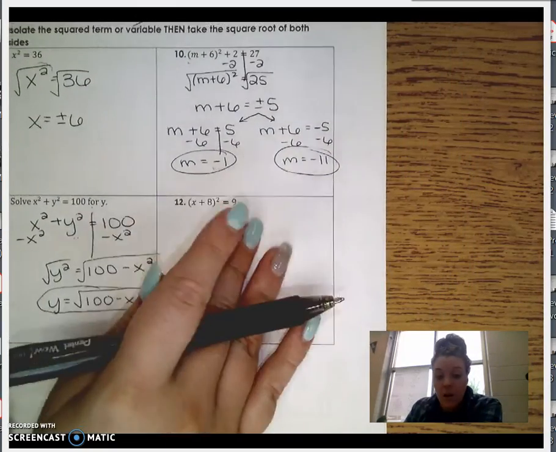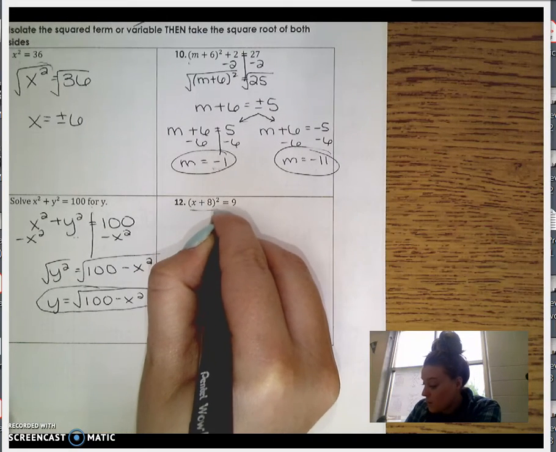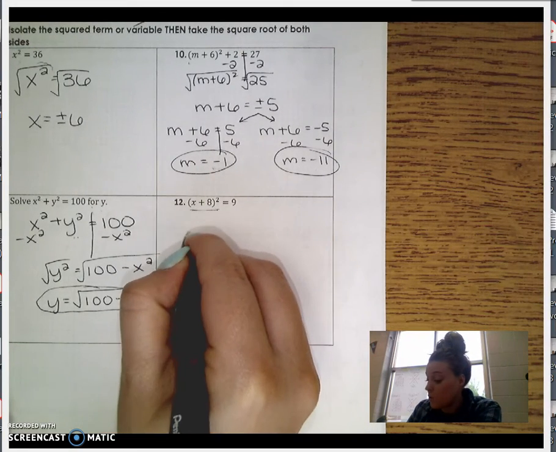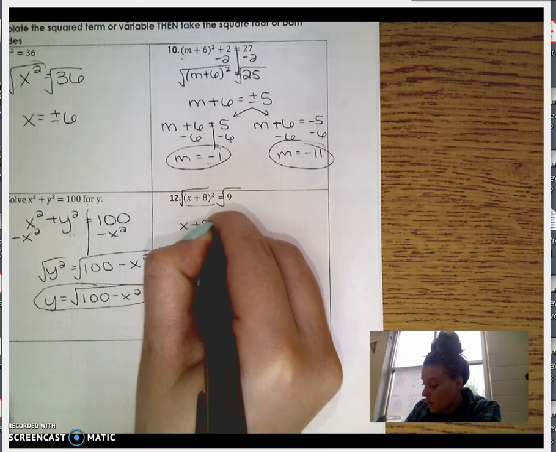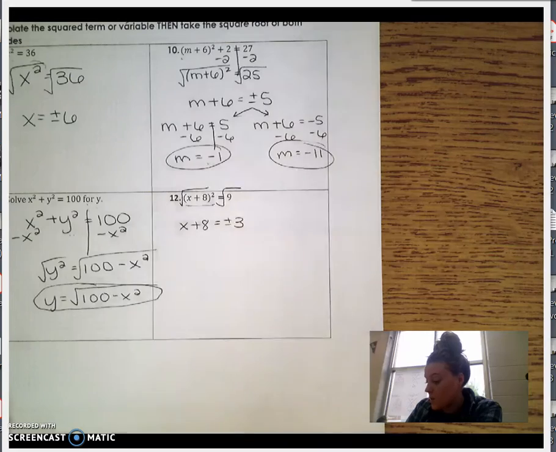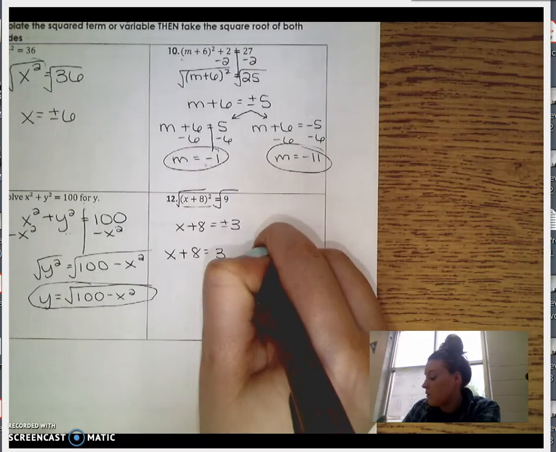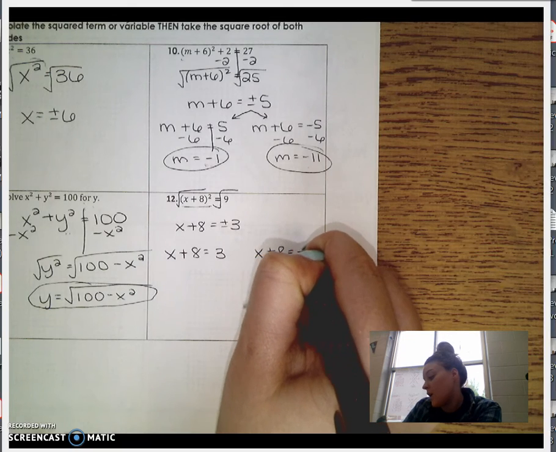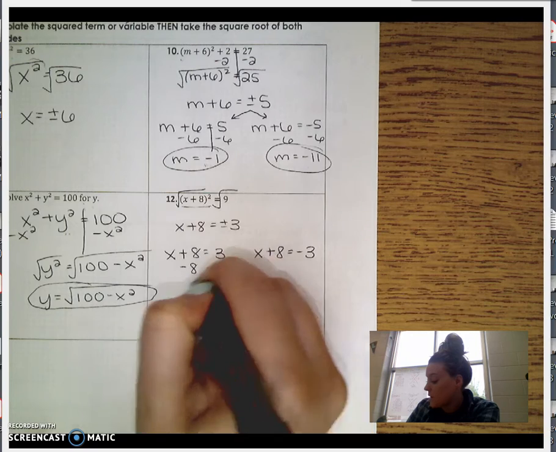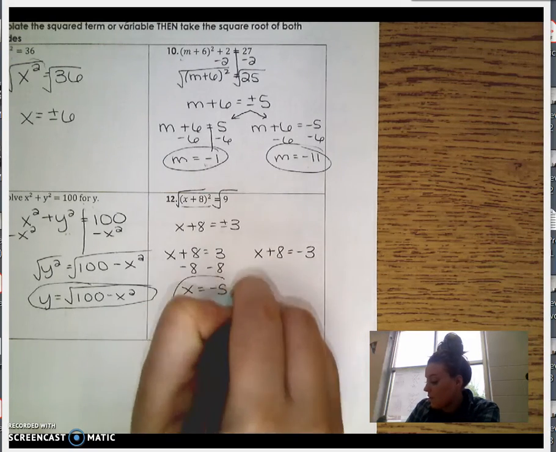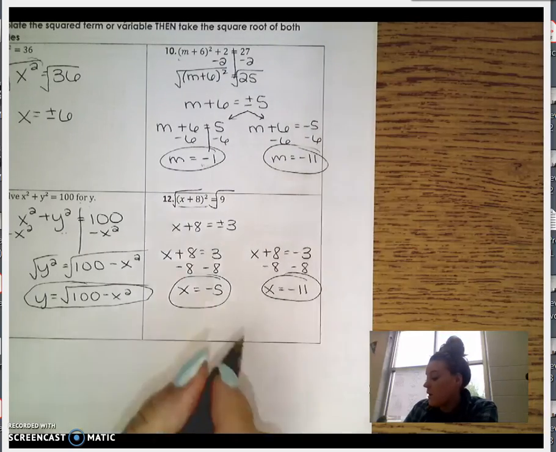Perfect. Moving right along, number 12 is very similar to number 10. Because our squared term is already by itself, we don't have to move anything around. When I take the square root of both sides, I get x plus 8 equals plus or minus 3. So I have x plus 8 equals positive 3 and x plus 8 equals negative 3. Subtract 8 from both sides, I get x equals negative 5. Subtract 8 from both sides, I get x equals negative 11.